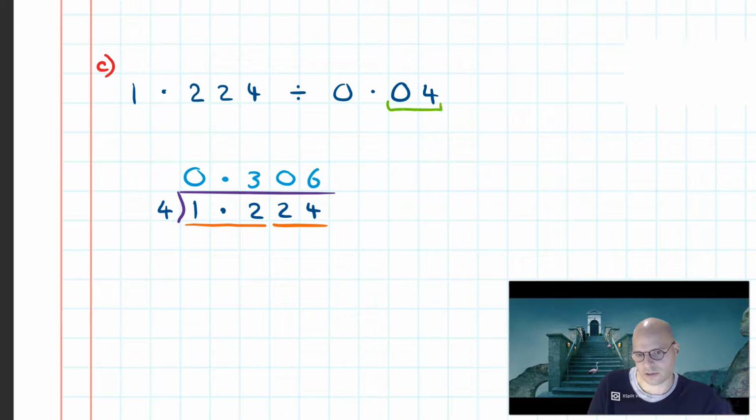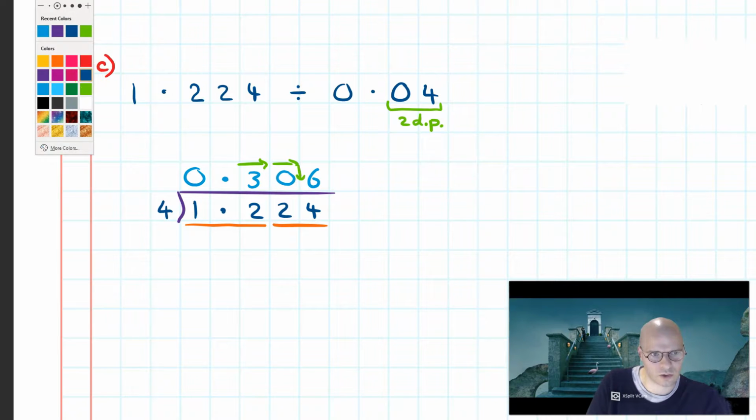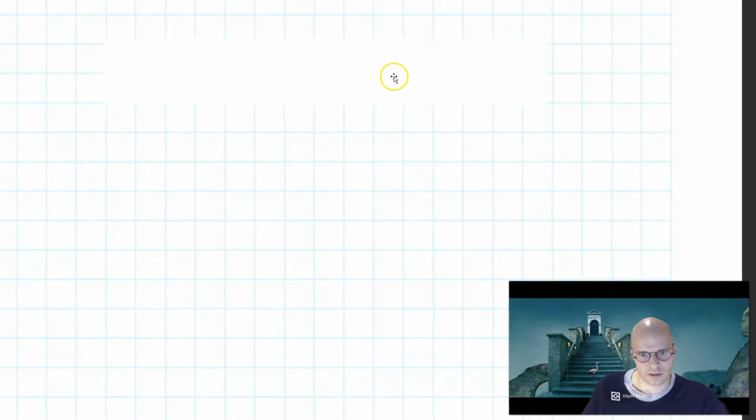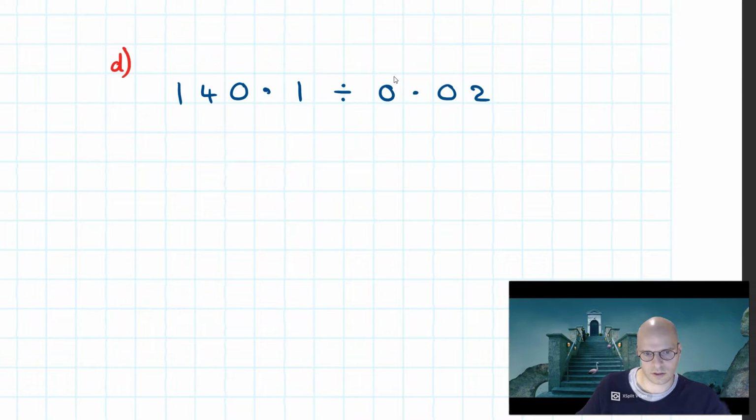We now adjust for the decimal places, in this case it's 2 decimal places. So we go 1, 2, and we find ourselves here. Writing the result, we ignore the 0 at the front and we rewrite it as 30.6. Alright, D, let's step it up. We have 140.1 divided by 0.02.